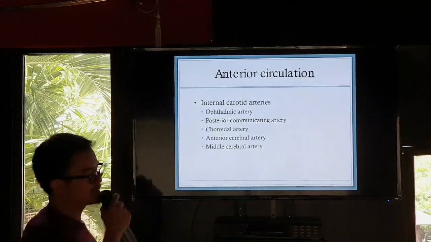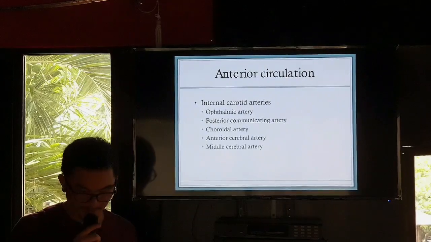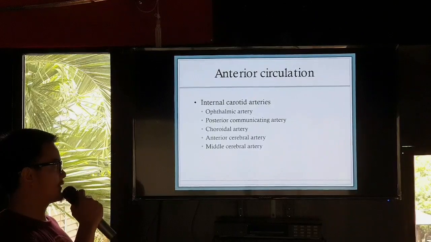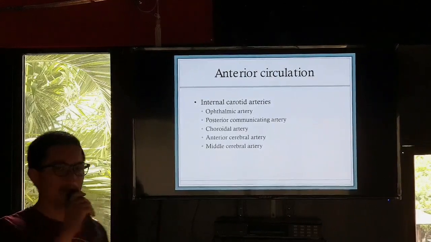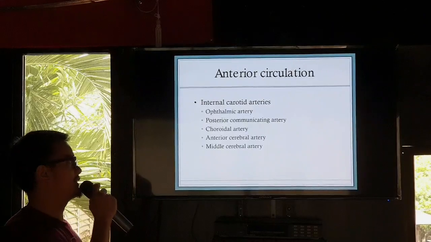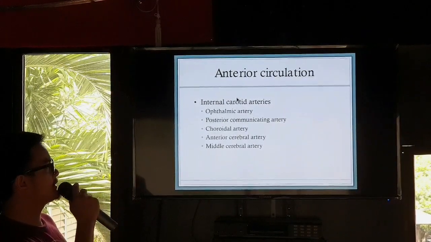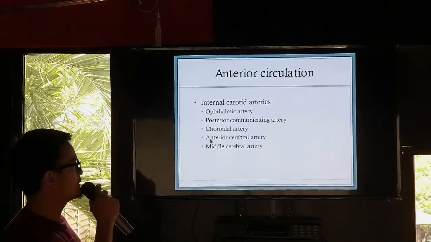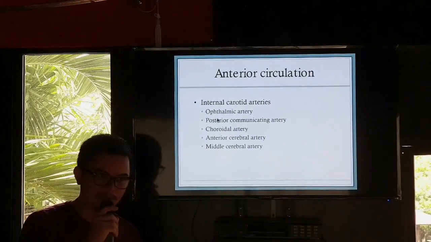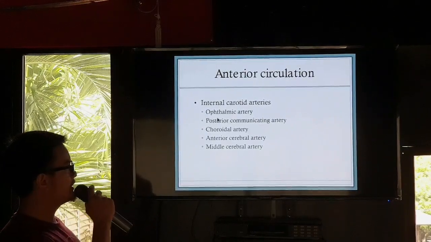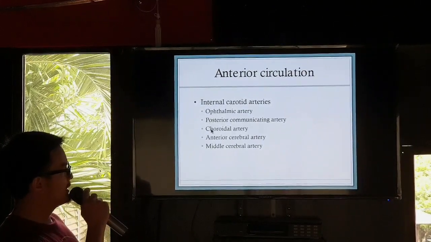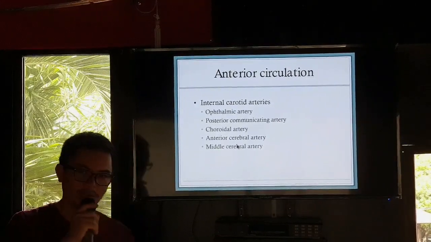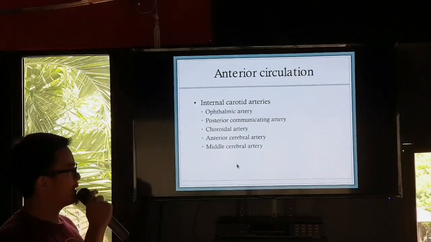So first, let us discuss the anterior circulation. The anterior circulation comes from the paired internal carotid arteries, which come from the common carotid artery in the neck. These are the important branches of the internal carotid arteries. You have the ophthalmic artery, which is the first branch, then the posterior communicating artery, the choroidal artery, the anterior cerebral and the middle cerebral.